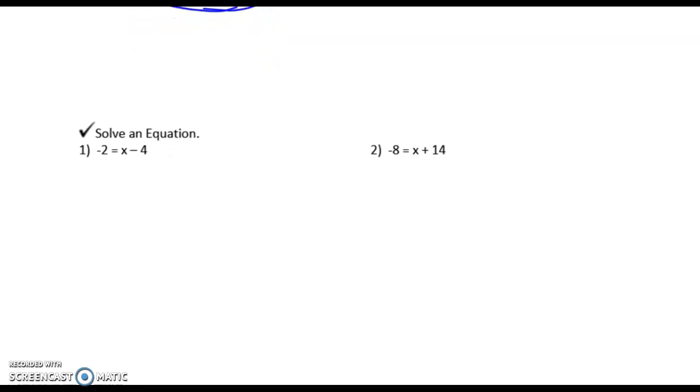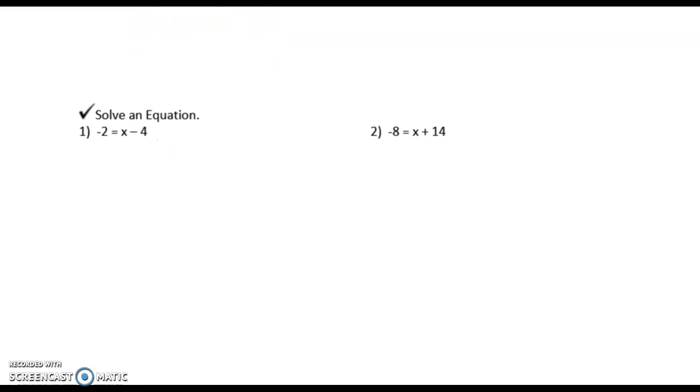So that is using the inverse operation of addition and subtraction. We have two guided practice questions here that I would like you to try on your own. So go ahead and use the inverse operations in examples 1 and 2 and try these two. Go ahead and pause the video, and when you're ready, hit play.